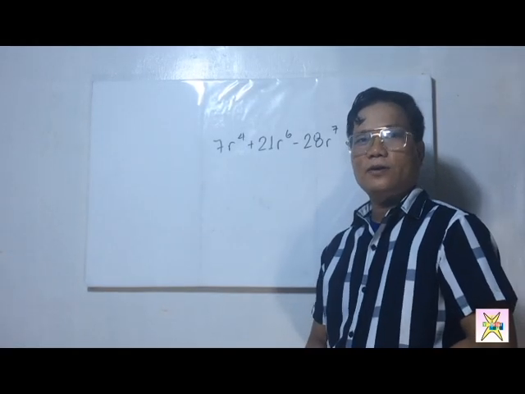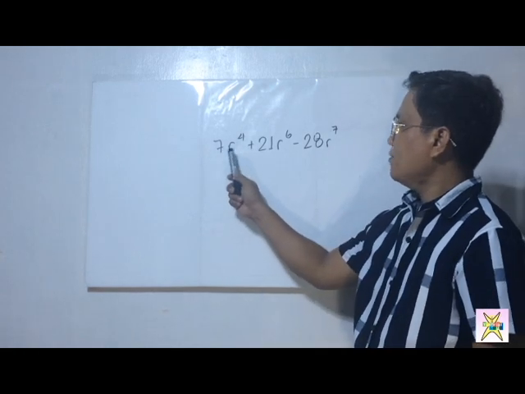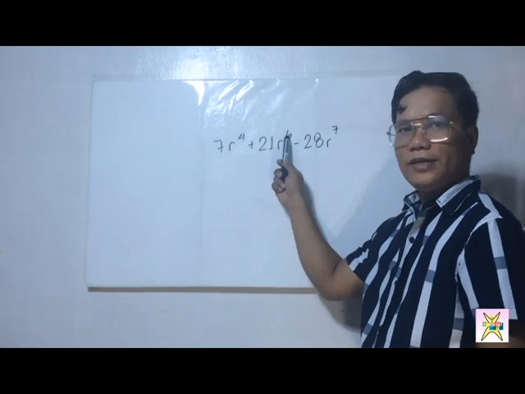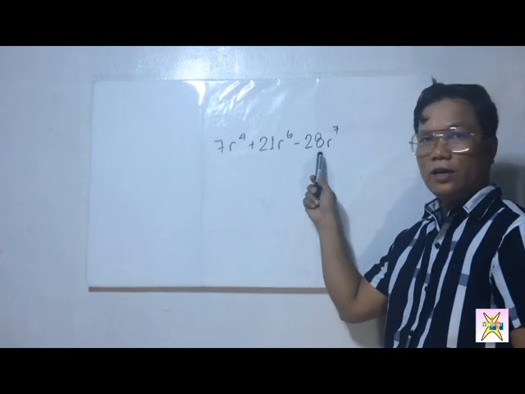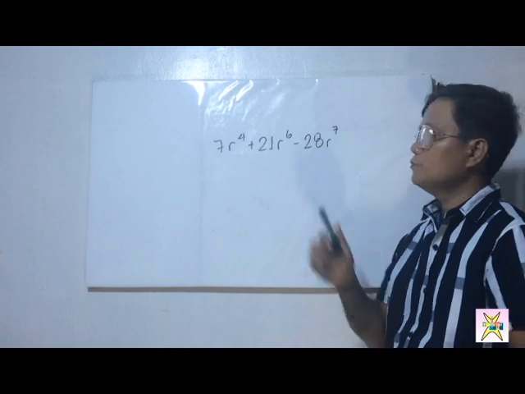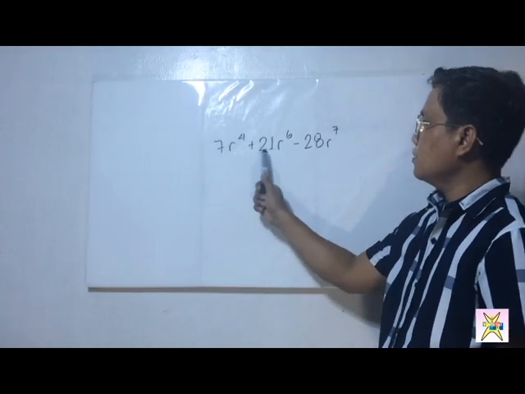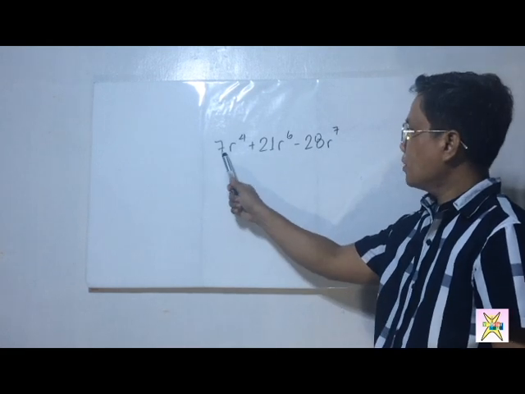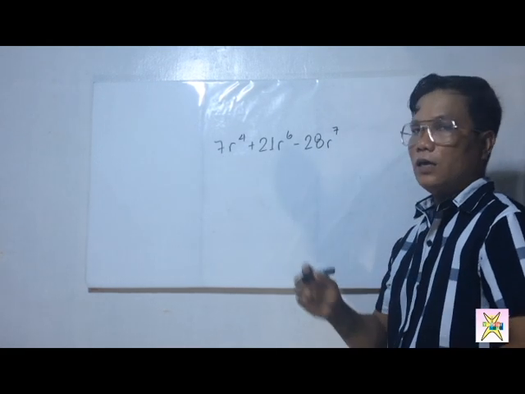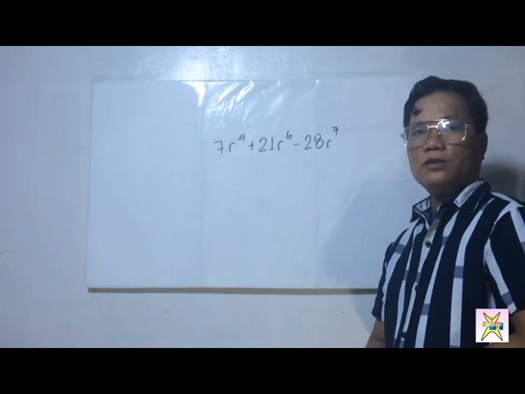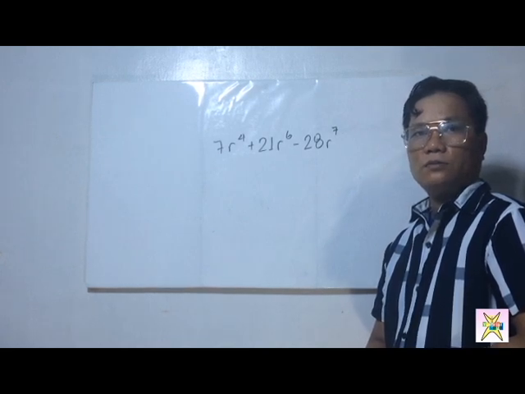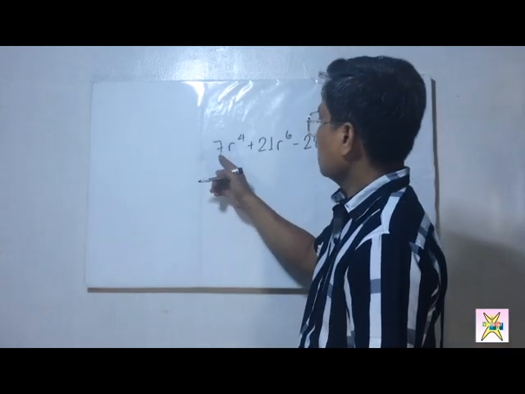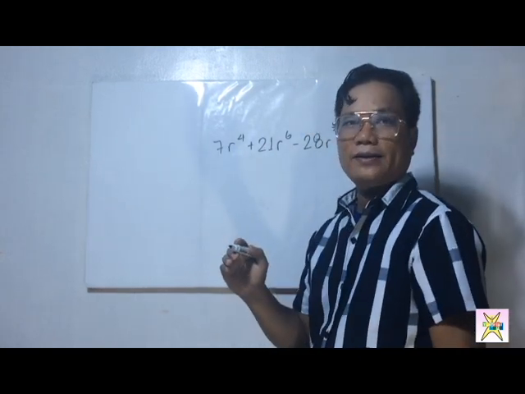Let's take another example: 7r raised to the 4th power plus 21r raised to the 6th power minus 28r raised to the 7th power. Now, observe carefully the numerical coefficients. We have 7, 21, and 28. What is their common divisor? Right, they are all divisible by 7.